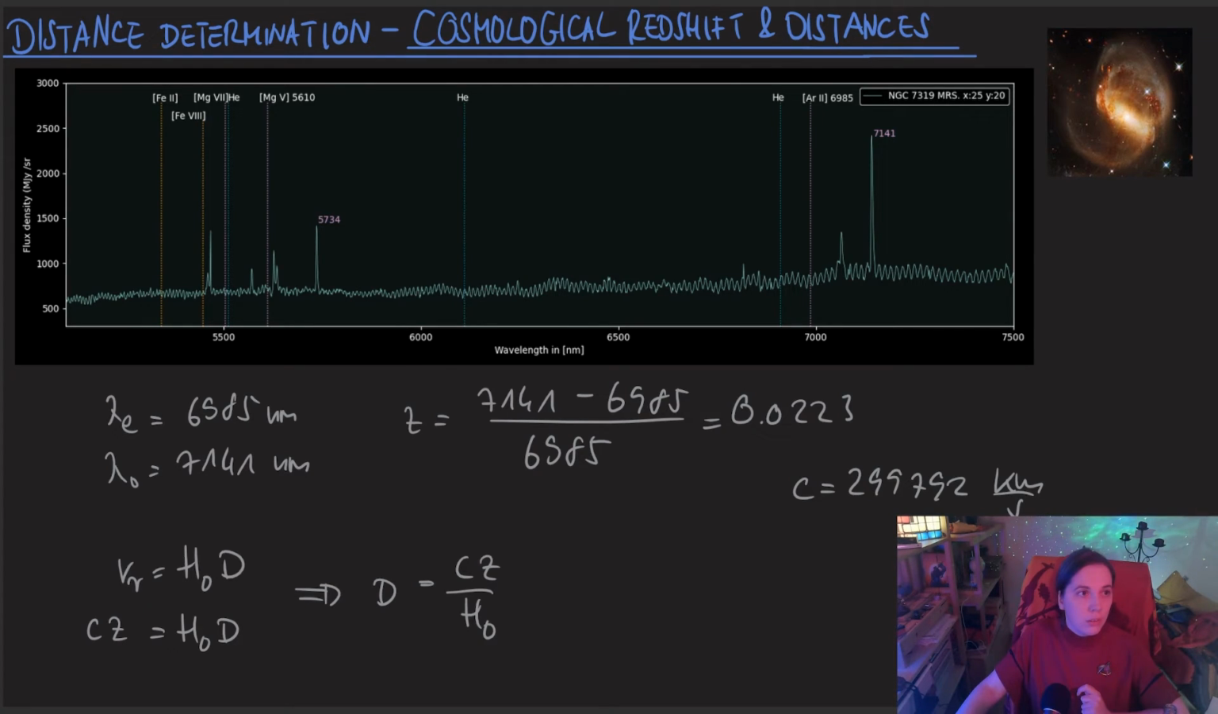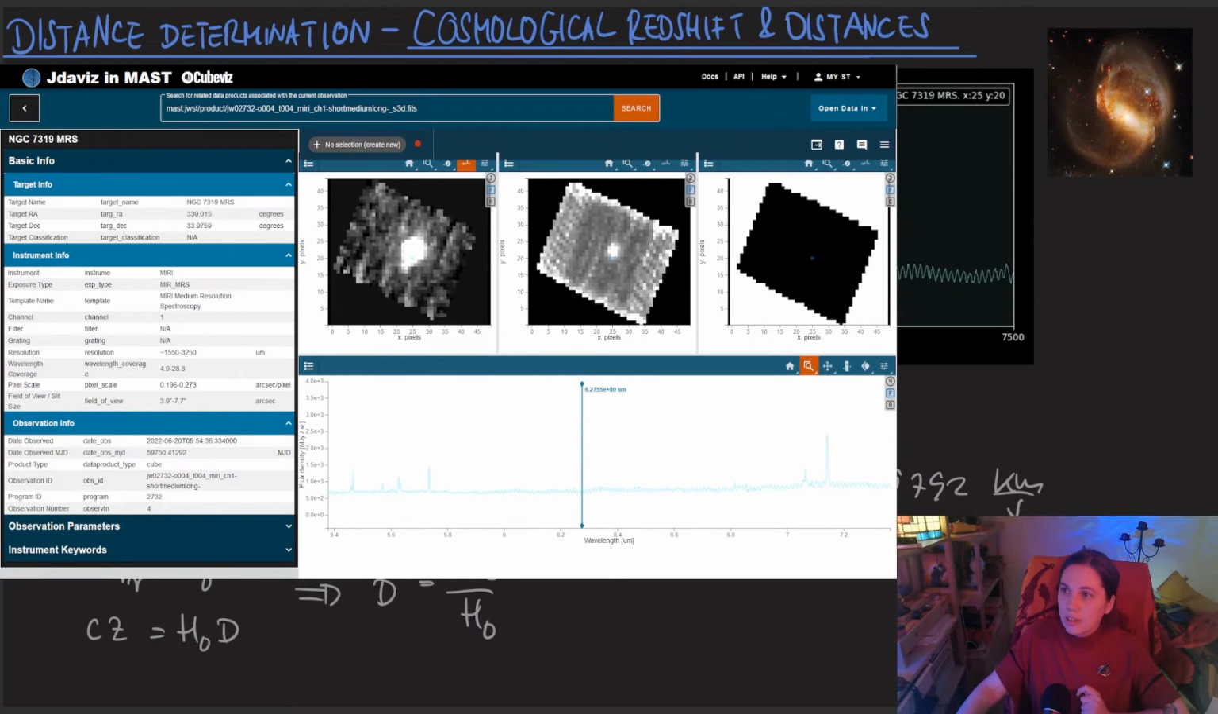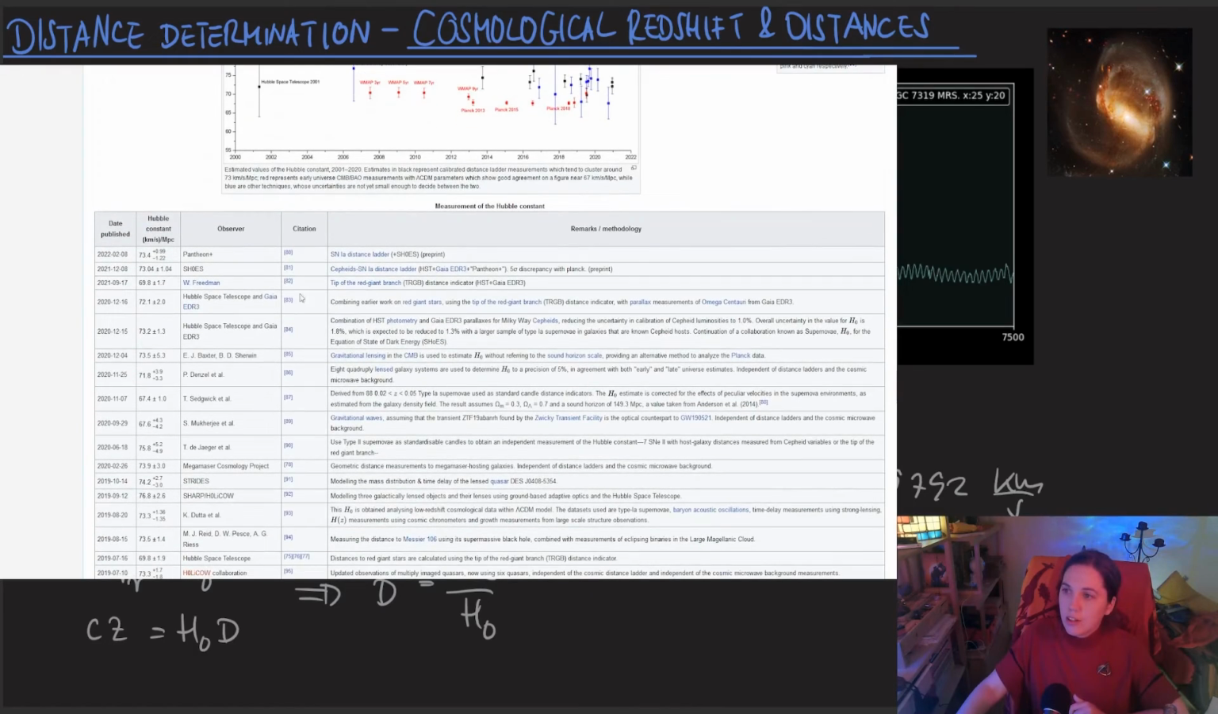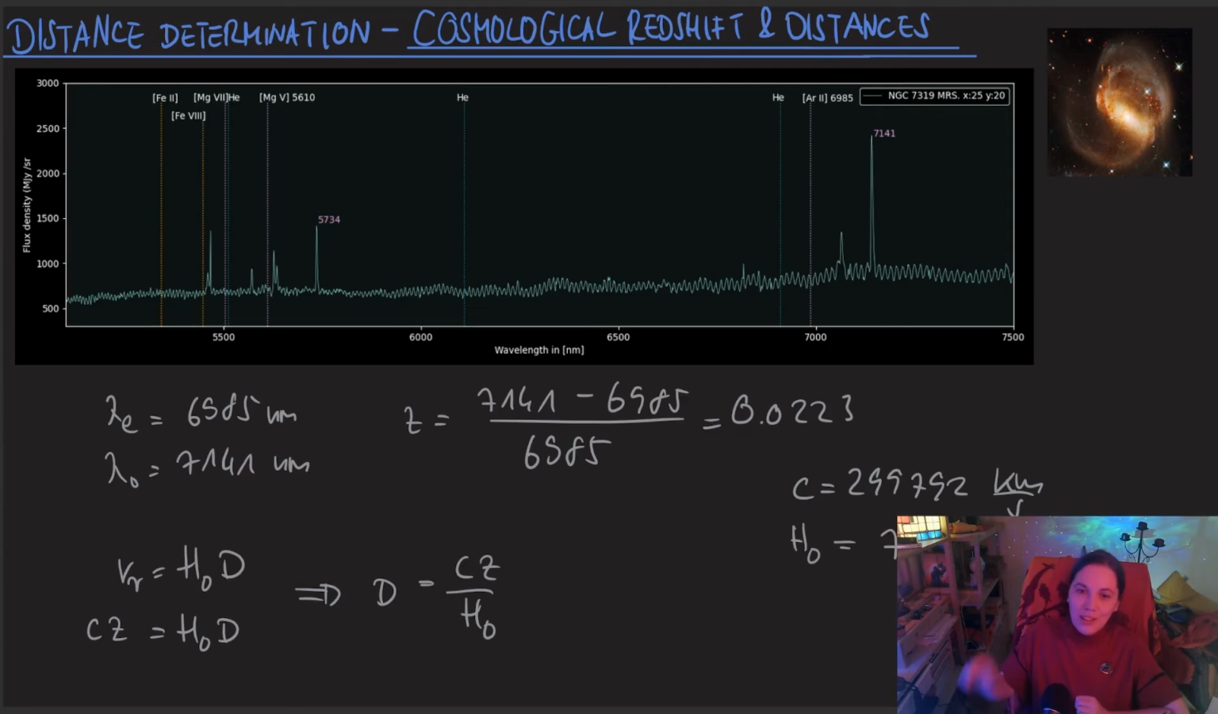Now let's find the Hubble constant. We're gonna look up the Hubble constant. You just go to Wikipedia. So we just use the newest one. We have one from 2022 using supernovae, and from 2021 using Cepheids and supernovae from the distance ladder. So let's just use this value. So we have the Hubble constant, we have the speed of light. So let's derive it, okay? Let's derive the distance.